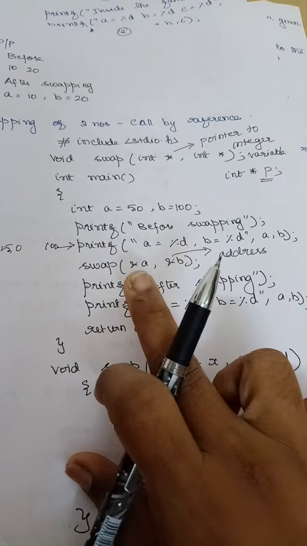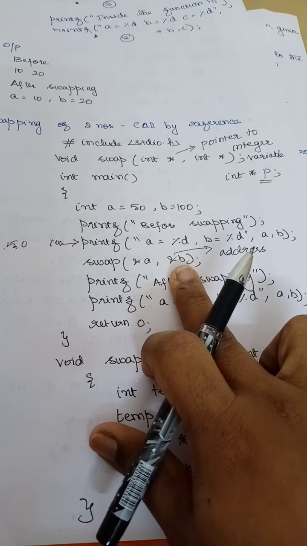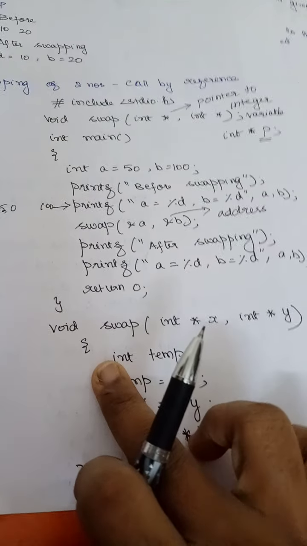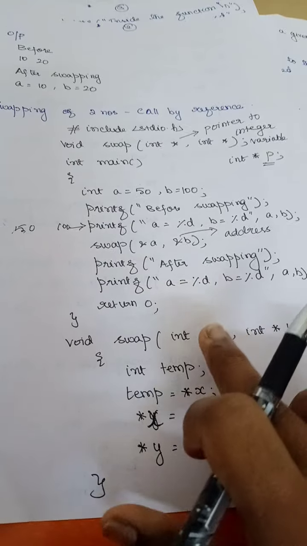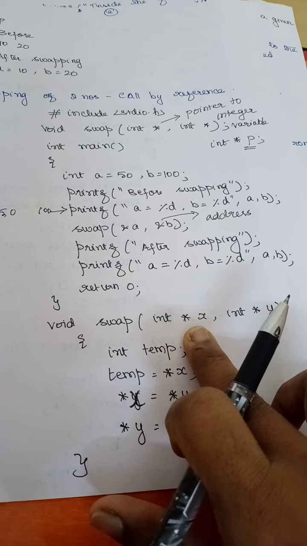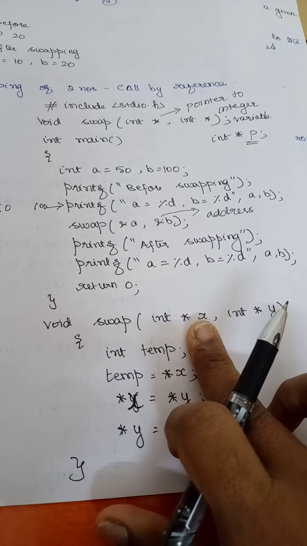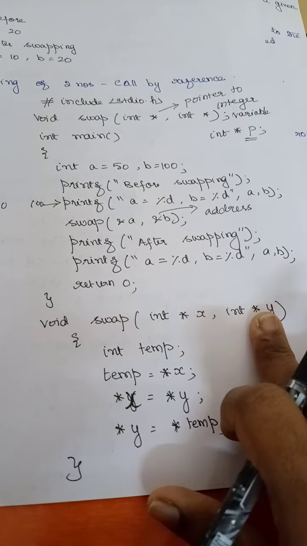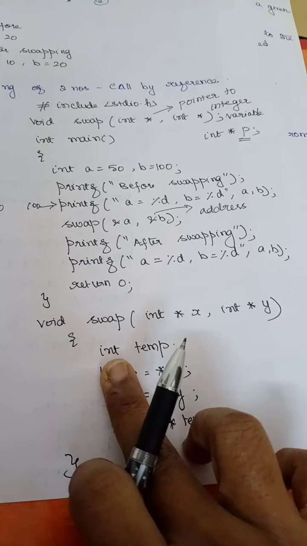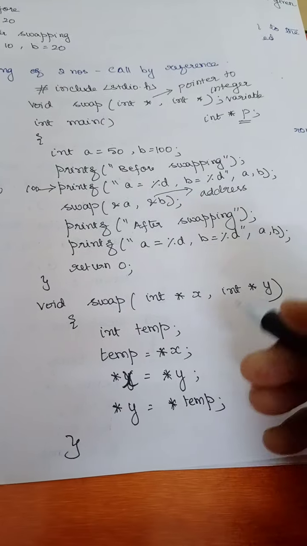Clear? Right. So here I am passing the address of A, and here also I am passing the address of B. So the control will be transferred here. Since I am passing the address, it should be a pointer variable. How do I declare a pointer variable? int star P. But here instead of P I am going to use X, and for B I am going to use Y. So I am declaring one more temporary variable, temp. Now here I am assigning the value.